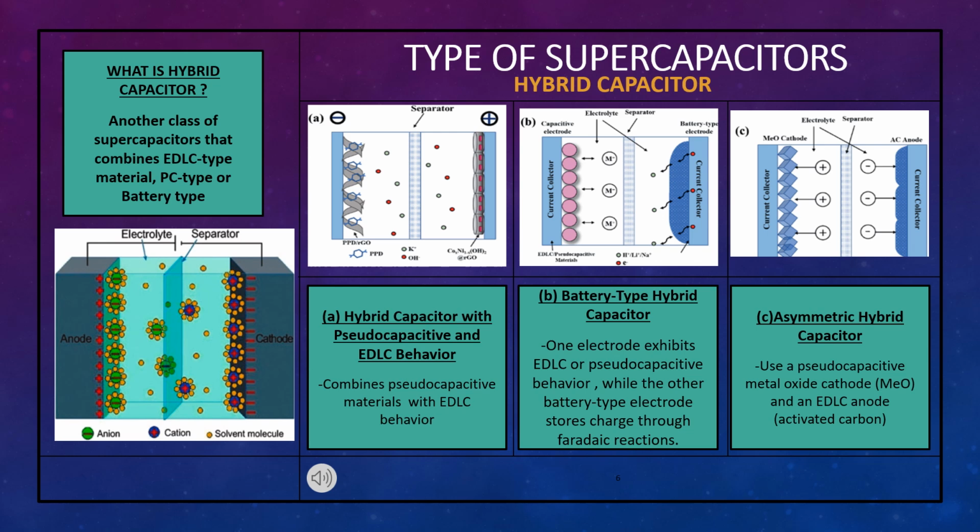The first one is the hybrid capacitor with pseudo-capacitive and EDLC behavior. It combines pseudo-capacitive material with EDLC behavior. The second one is the battery-type hybrid capacitor. One electrode exhibits EDLC or pseudo-capacitive behavior, while the other is a battery-type electrode that stores charge through Faradaic reaction. And the last one is the asymmetric hybrid capacitor. It uses a pseudo-capacitive metal oxide cathode (MeO) and EDLC activated carbon for the anode.